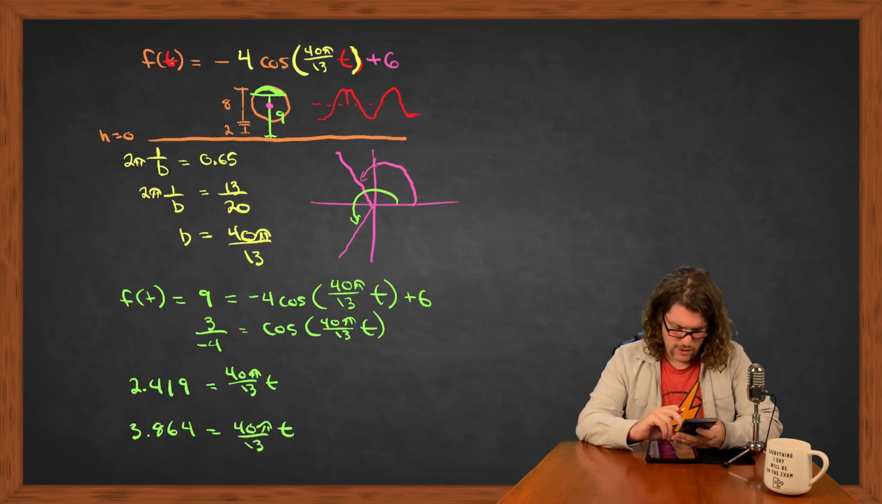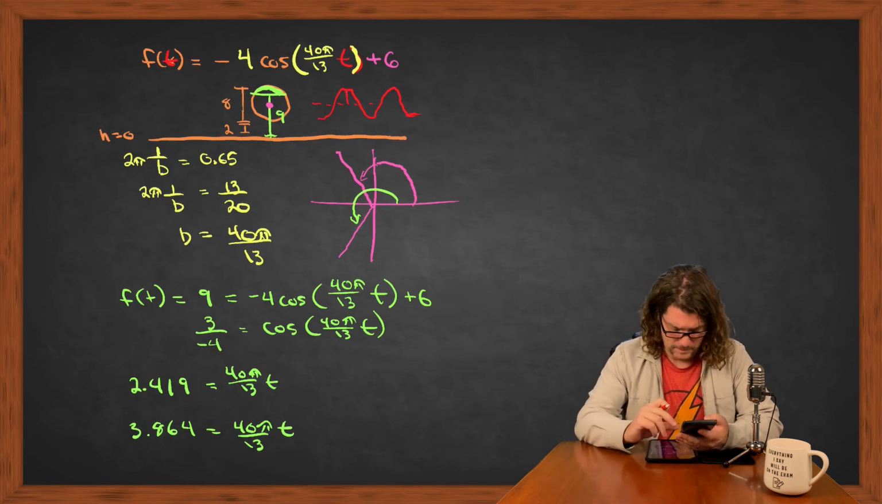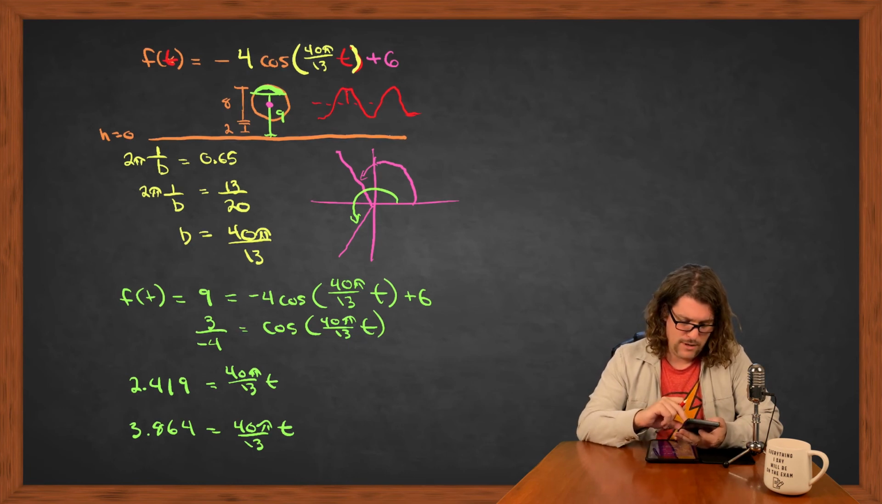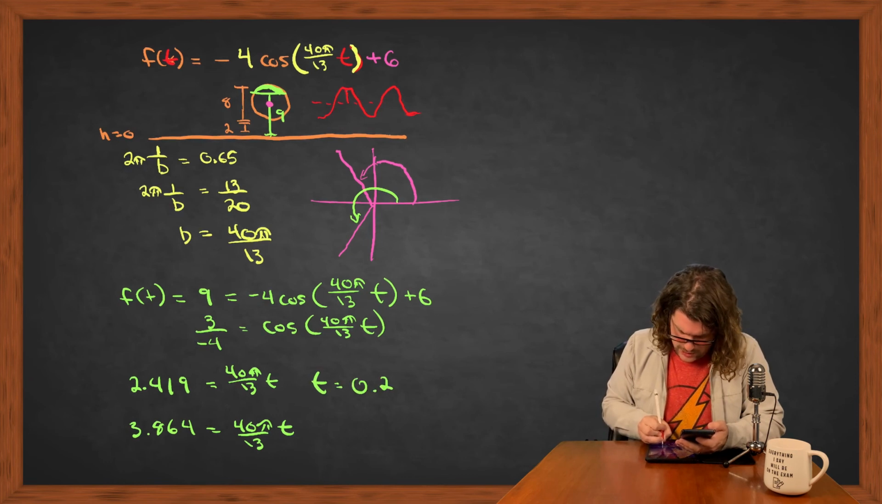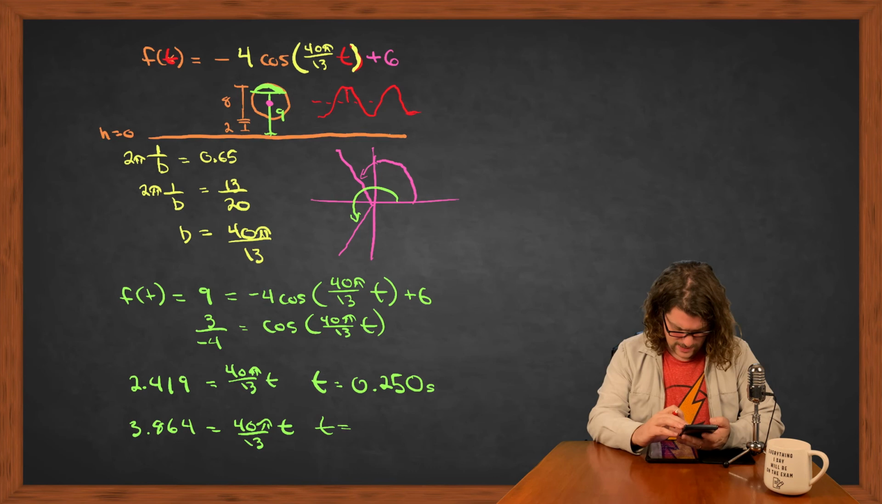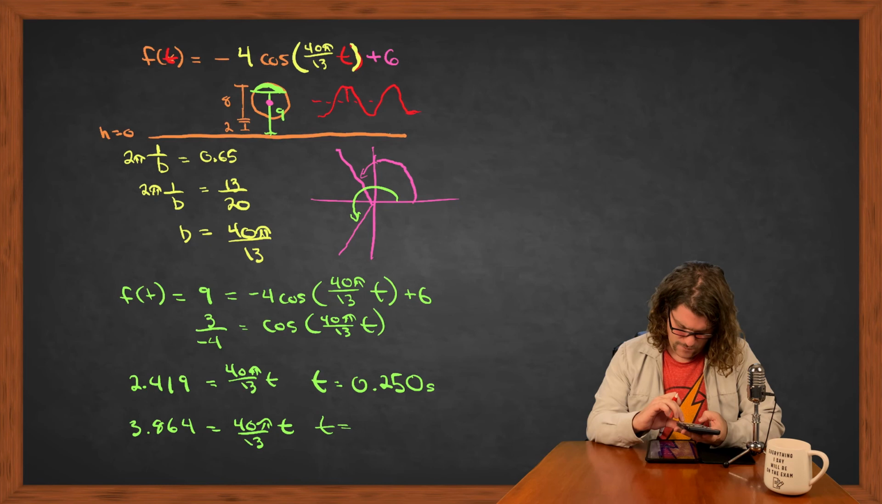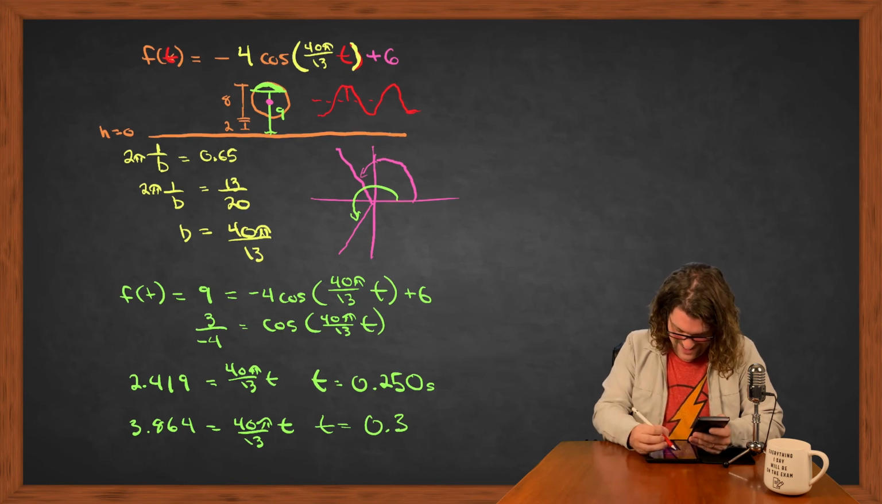So let's solve for those t values, and then we can subtract the 2 times to find the time interval. We have 2.419 times 13 divided by 40 pi, and I get a t value of about 0.25, so I'm going to round it to 0.25 seconds. My other time is 3.864 times 13 divided by 40 pi, and that gives us about 0.4. Yeah, that's actually pretty nice.